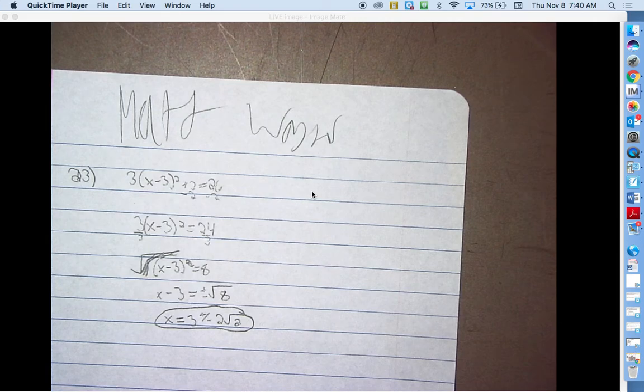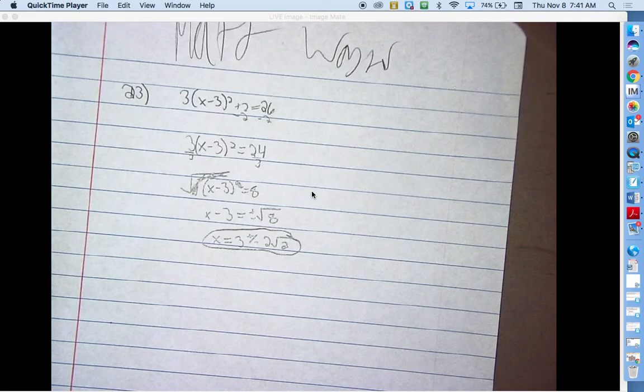Then you square root both sides to cancel out the squared, and then you get x minus 3 equals the square root of 8. So then you find the factors of 8 with a perfect square, and then you get 4 times 2. And the square root of 4 is 2, so then you get x equals 3 plus or minus the 2. Any questions for Matt?